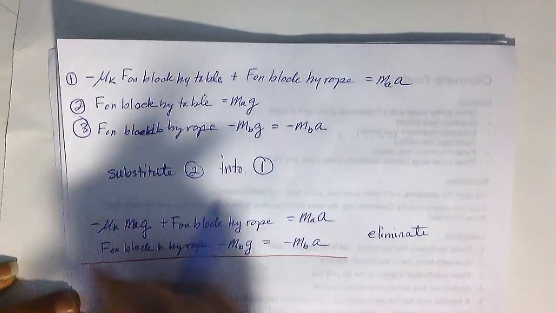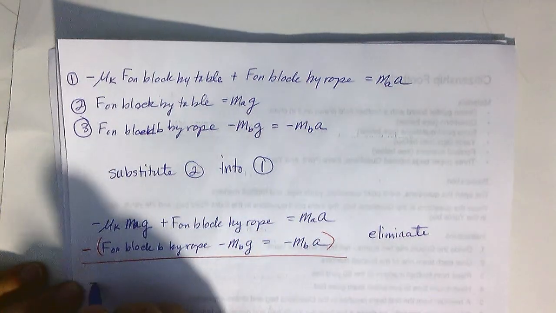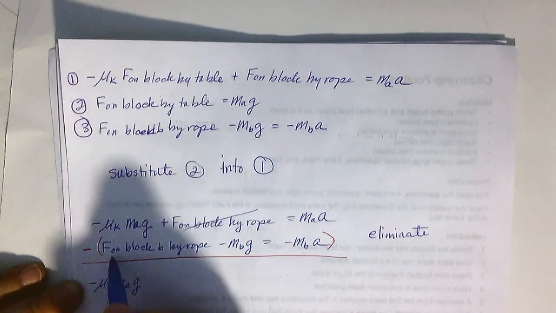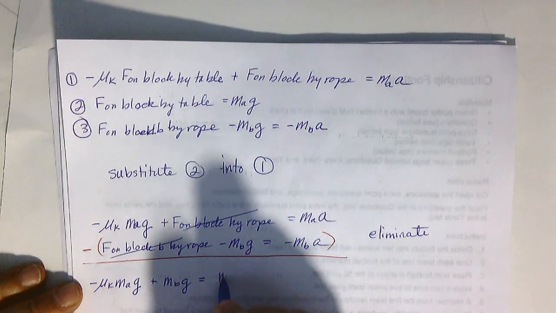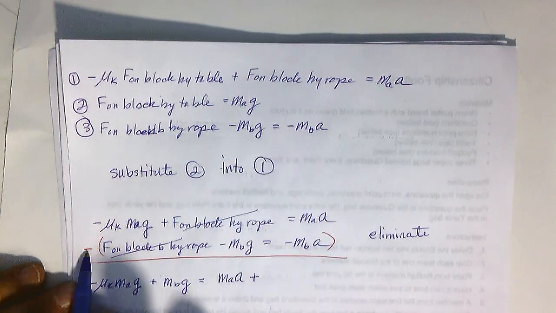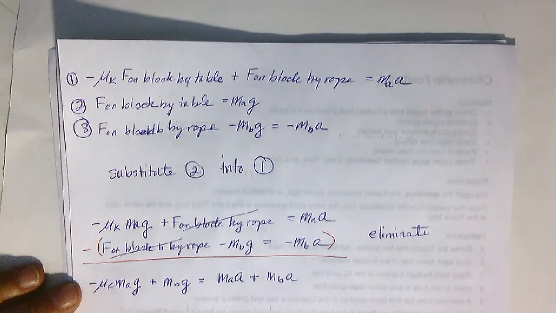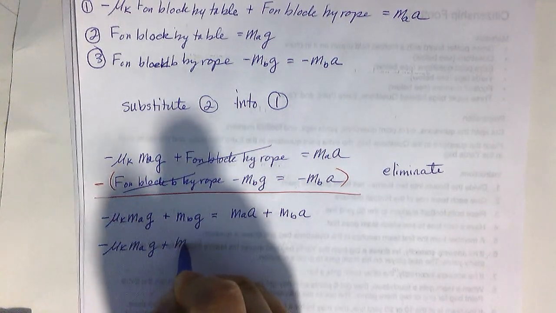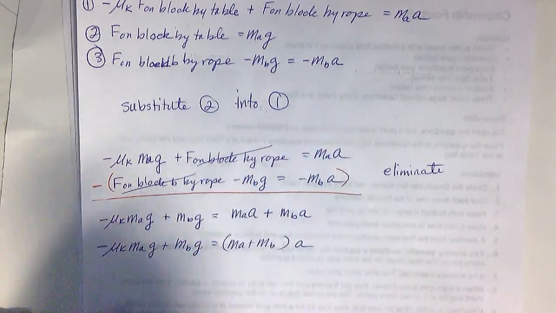Okay, and I'm going to eliminate by subtracting one equation from the other. So I end up with minus mu sub k m sub a g. This cancels out. I'm left with plus m sub b g, and that's equal to m sub a a plus negative and a negative. Negative and a negative becomes a positive, m sub b a. I'm going to factor out an a, and I end up with minus mu sub k m sub a g plus m sub b g is equal to m sub a plus m sub b times a.